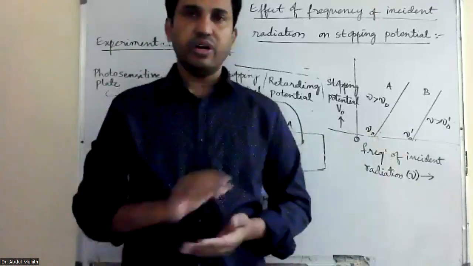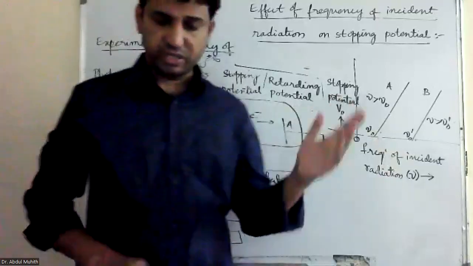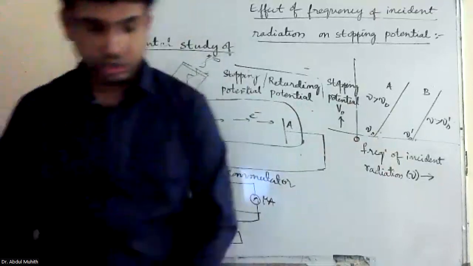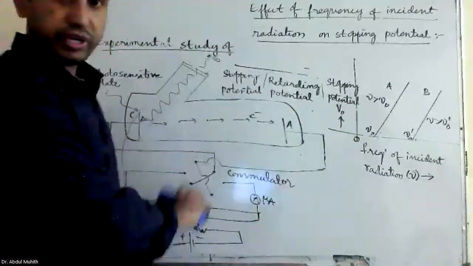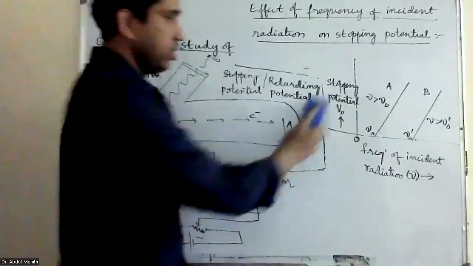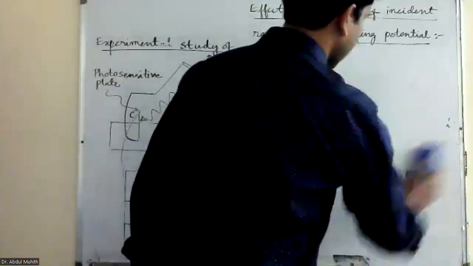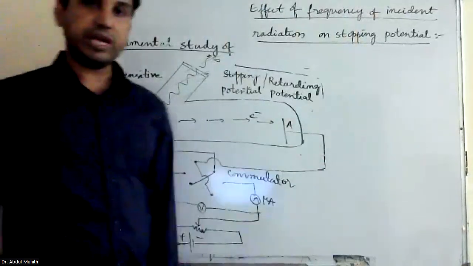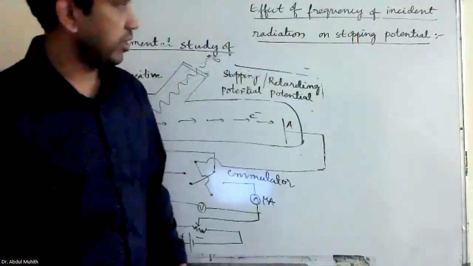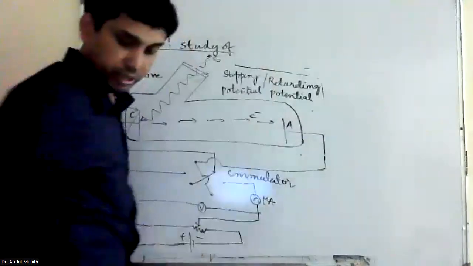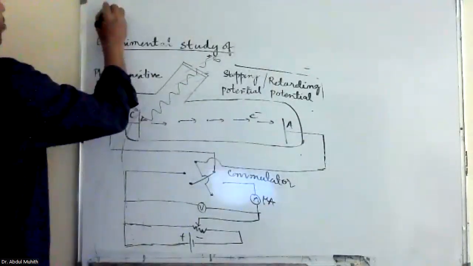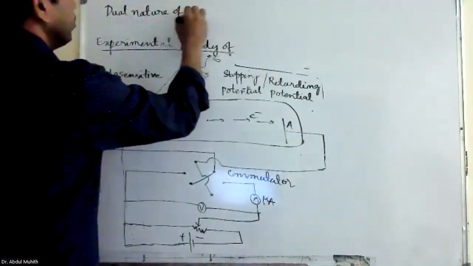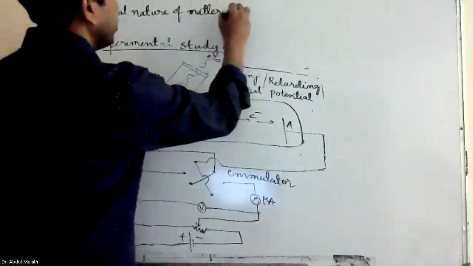Now, I will start with the different processes. I will not erase this figure, I just drew it for you. I will use only this corner of the board so that it will be easy for me to explain. Einstein's photoelectric effect, this I will explain. So I will write here: dual nature of matter and radiation.